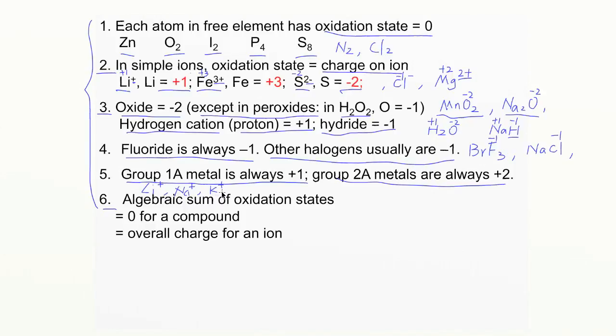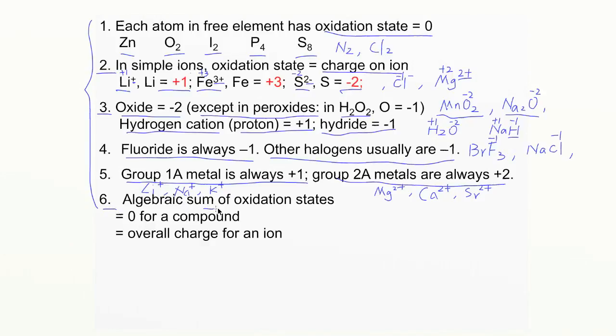So group 2A, like magnesium 2 plus, and calcium 2 plus, and some others, strontium, that is a 2 plus. Okay, so those group 2A metals have only one possible oxidation state. That is positive 2.